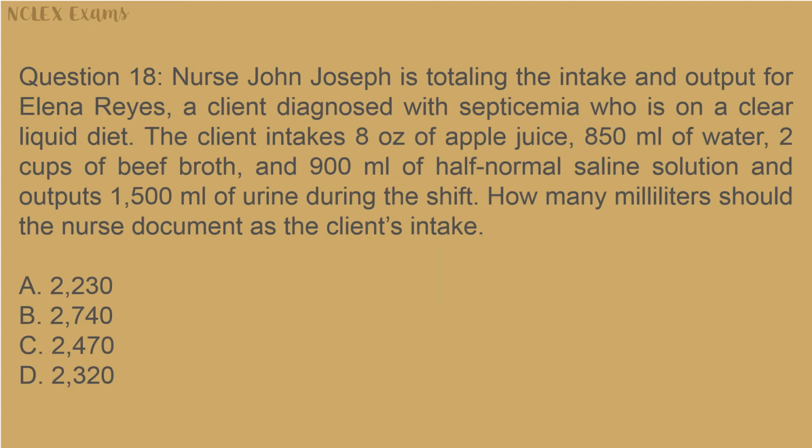Question 18. Nurse John Joseph is totaling the intake and output for Elena Reyes, a client diagnosed with septicemia who is on a clear liquid diet. The client intakes 8 ounces of apple juice, 850 milliliters of water, 2 cups of beef broth, and 900 milliliters of half-normal saline solution and outputs 1,500 milliliters of urine during the shift. How many milliliters should the nurse document as the client's intake?